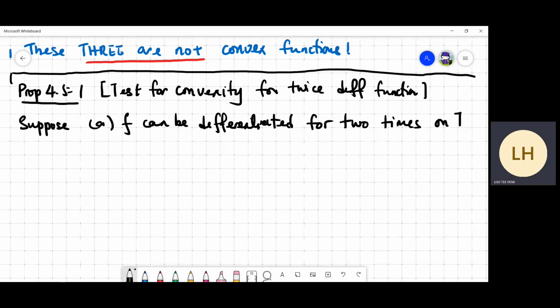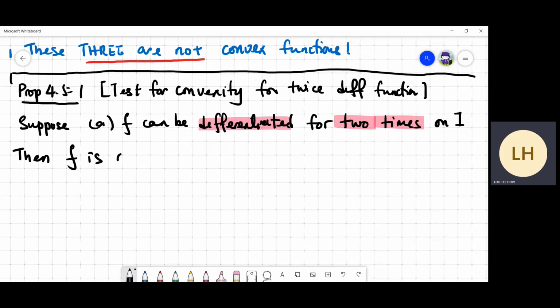Okay, on the interval I. So that is the hypothesis: it can be differentiated 2 times. Some functions might not be able to be differentiated 2 times. So as long as the function can be differentiated 2 times, then we can have this conclusion.